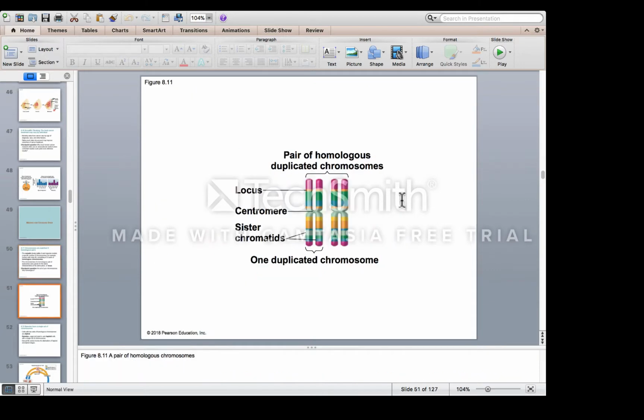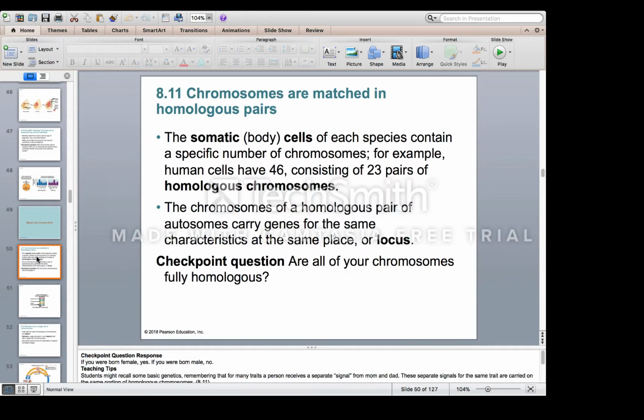So the question is, if you were, let's say, born a female, are all of your chromosomes fully homologous? And the answer is yes. If you were born a male, no, because male has an XY, but a female has an XX. So the only difference is simply because the male is an XY. Not all of your chromosomes are fully homologous when you're a male. They definitely are when you are a female.